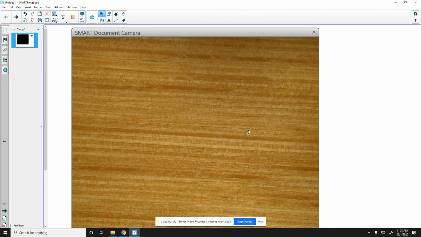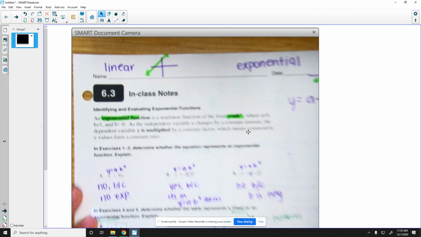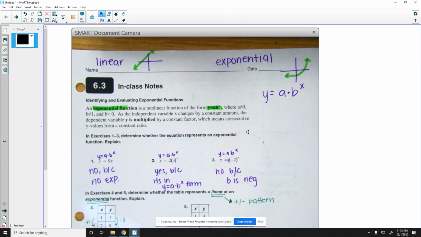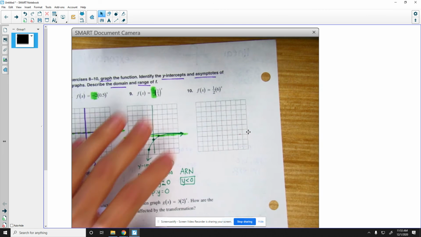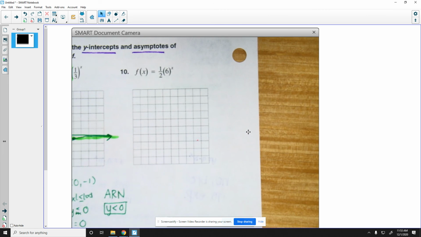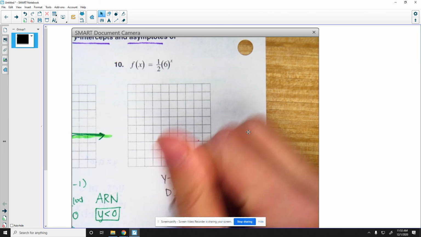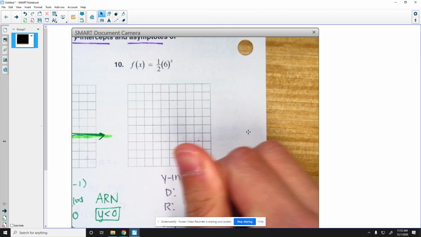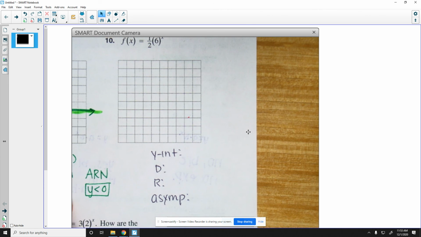Okay. Let's go to this paper. So go to this paper from yesterday. We're going to finish the last two. Then you can do your level work. Okay, we had the last two to do. So let's do these last two. Okay, so 10 and 11. For number 10, it looks like we had a couple things to figure out. We had to figure out what was the y-intercept, what was the domain, what was the range, and what was the asymptote. Those were the four things we had to figure out, and we had to graph it.